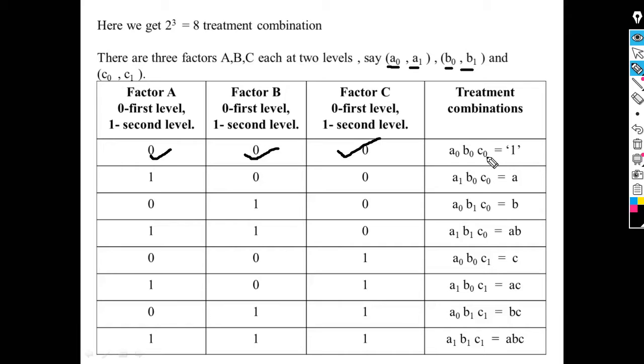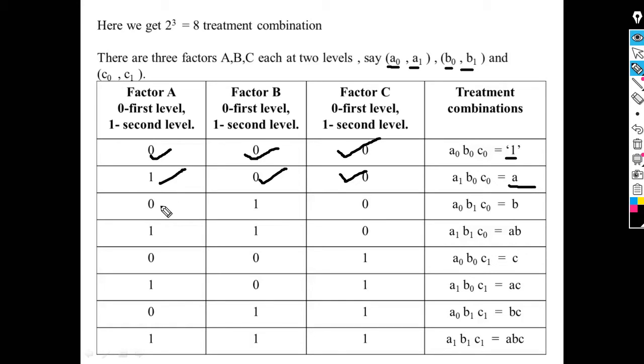We have already discussed that the low level of a factor is denoted by A naught, B naught and C naught. So this treatment combination is denoted by single quote 1. It means that the treatment combination 1 denotes all factors at the first level. Then here we consider factor A at second level, factor B at first level and factor C also at first level. We get the treatment combination A1, B naught, C naught, so it can be written as A. This treatment combination A denotes factor A at second level and factors B and C at first level.